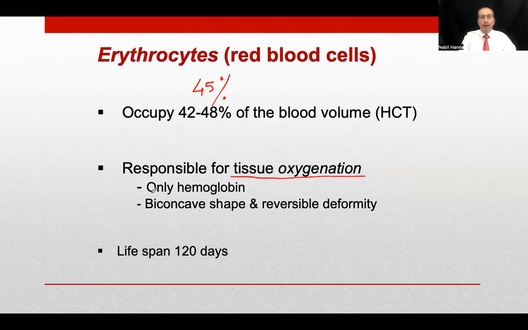function because they have nothing inside them but hemoglobin. They do not have nuclei. That's why some pathologists call them red blood corpuscles and not cells. And they have a shape and structure that enables them to do their job perfectly. So let me use the whiteboard again.